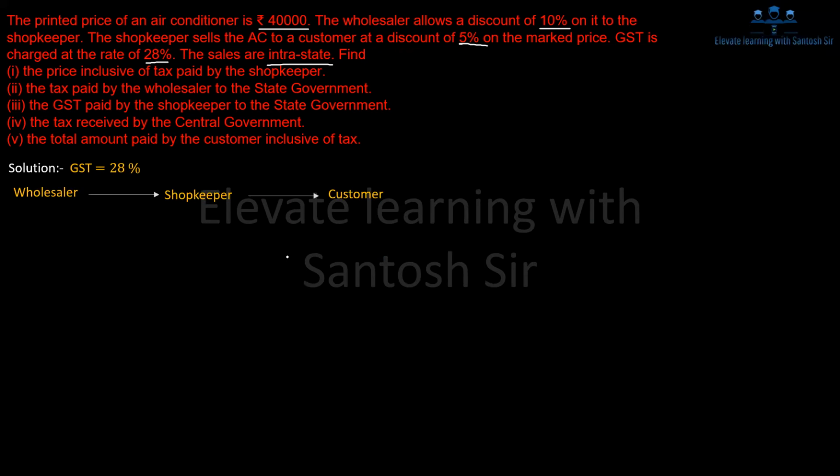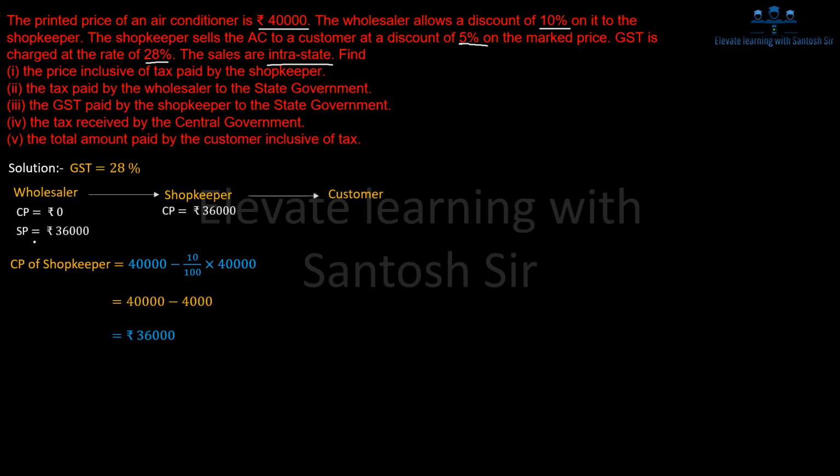We know that for the wholesaler, as he is the first person, the CP will be 0. Now, as the shopkeeper is receiving a discount of 10%, the selling price of wholesaler or cost price of the shopkeeper can be calculated by 40,000 minus 10% of 40,000, which is nothing but 36,000. So SP of wholesaler, which is equal to CP of shopkeeper, is 36,000.